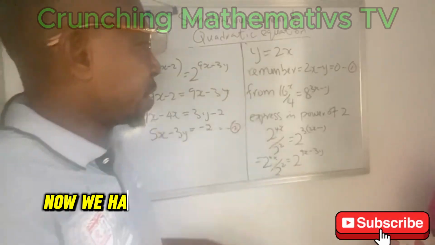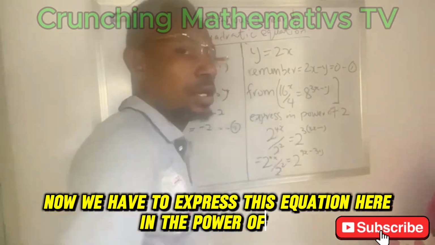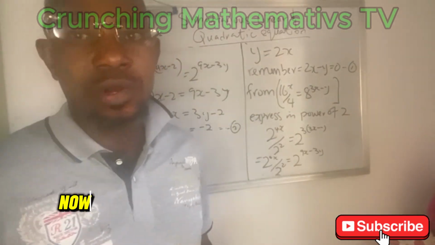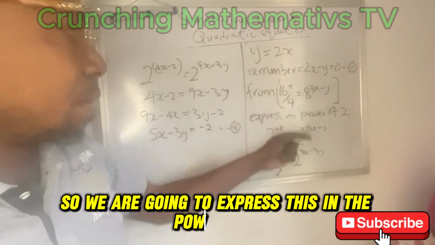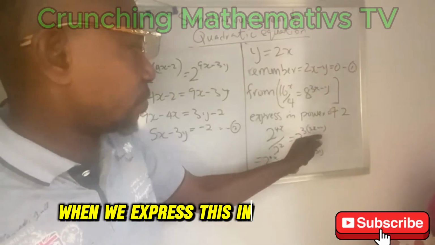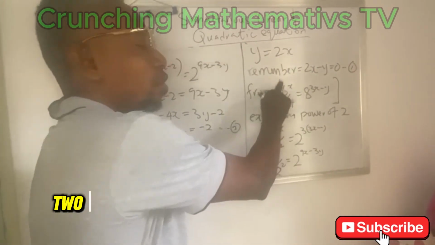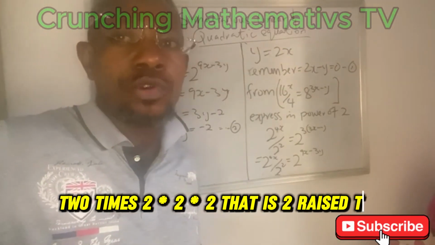Now we have to express this equation in the power of 2. You can remember we are mixing indices with this now. Indices is jumping in with style. So we are going to express this in the power of 2. When we express this in the power of 2, we now have 2 raised to power 4x. You know, 2 raised to power 4 will give us 16: 2 times 2 times 2 times 2. That is 2 raised to power 4.